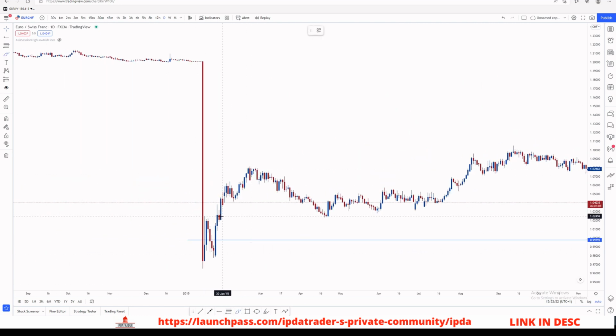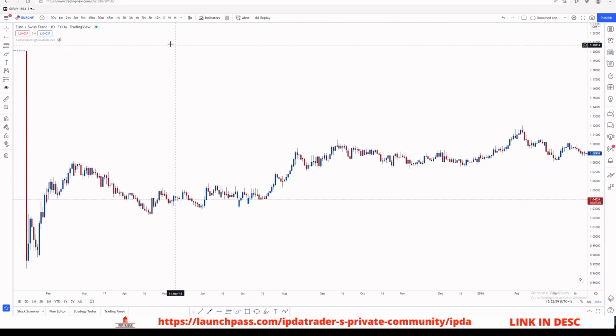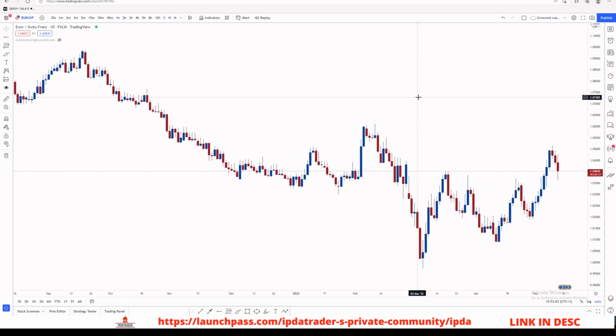Here is some sort of orders being collected, some POI, and this is where the low is coming from. Great, that's just the daily. And once again, we're going to be focusing on key levels, but for now we need to have a little bit of a broader perspective in terms of what's happening.